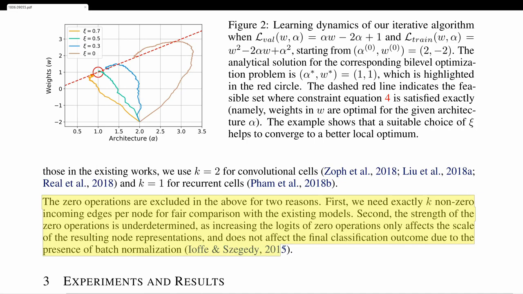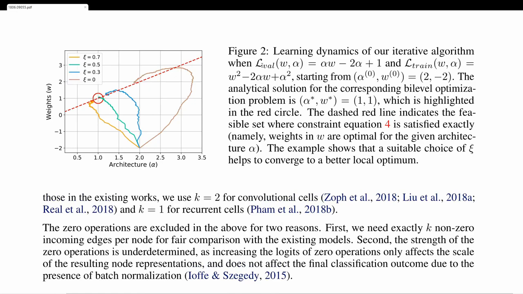Okay, and let's look at figure 2. Learning dynamics of our iterative algorithm, where the validation loss of W alpha equals alpha W minus 2 alpha plus 1, and loss of the train W alpha equals W squared minus 2 alpha W plus alpha squared, starting from alpha 0, W 0 equals negative 2. Okay, that's the starting point.